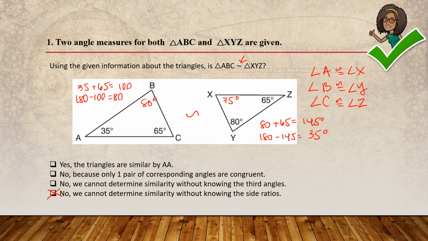So angle A and angle X, are they both 35 degrees? Yes. Angle B and angle Y, are they both 80 degrees? Yes. Angle C and angle Z, are they both 65 degrees? Yes. So we can say for sure, yes, these 2 triangles are in fact similar because of the angle-angle similarity property, meaning that if I can only prove that 2 angles in the corresponding triangles are congruent, then that means that the 2 triangles are in fact similar. Here we went above and beyond and proved that all 3 were corresponding and congruent, so we have our answer for number 1.